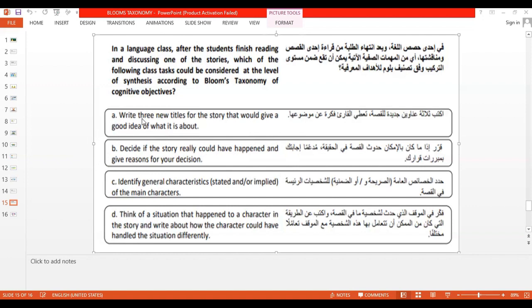Whereas A, write 3 new titles of the story that would give a good idea of what it is about. Here, the learner is going beyond what he has learned, understood, applied and analyzed. Here he is creating a new product or a new title by putting together all the content which he has learned, by inventing something new, by putting in his new idea. So this is the answer for this question, which is synthesis according to Bloom's taxonomy of cognitive objective.